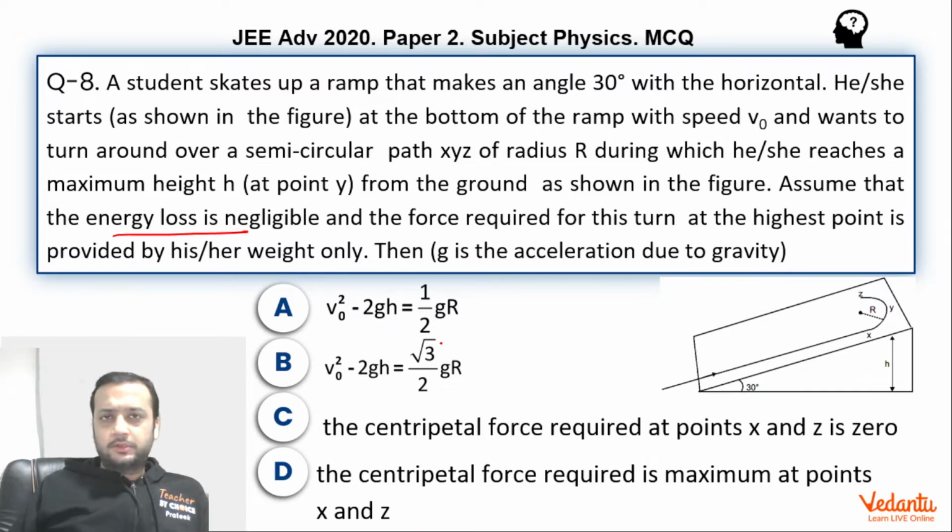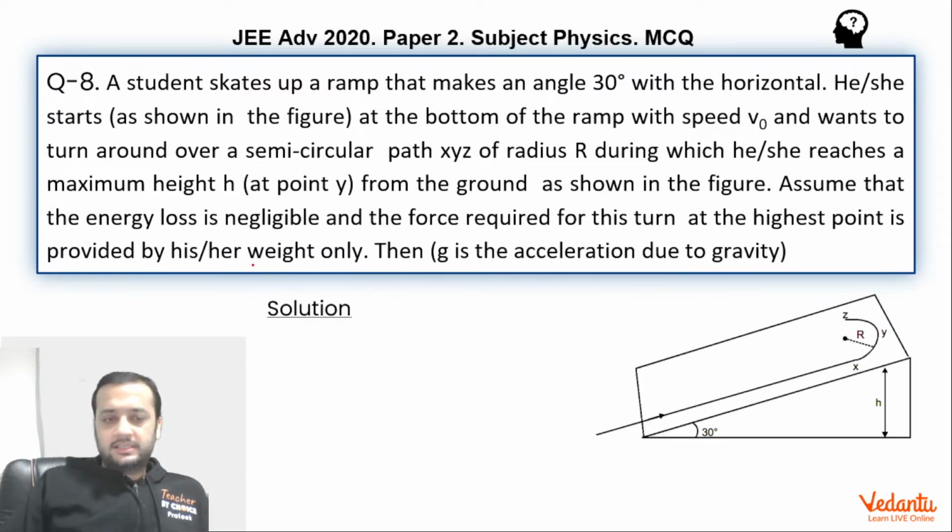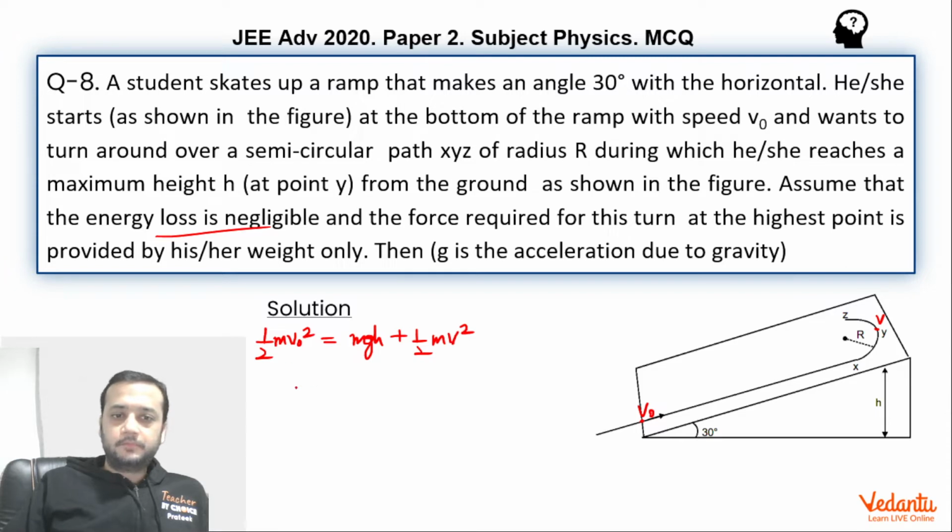Now, as I told you, the question is not very difficult. Since the energy loss is negligible, we can just conserve the energy. If the initial speed is v0 and the speed here is v, the initial kinetic energy, half m v0 squared, will equal the potential energy at the top, mgh, plus half m v squared. So from here we can see that v0 squared minus 2gh is equal to v squared. This is equation 1.